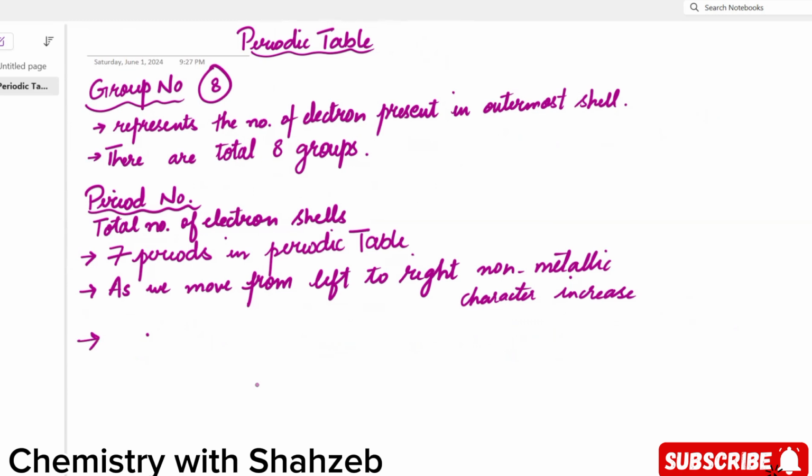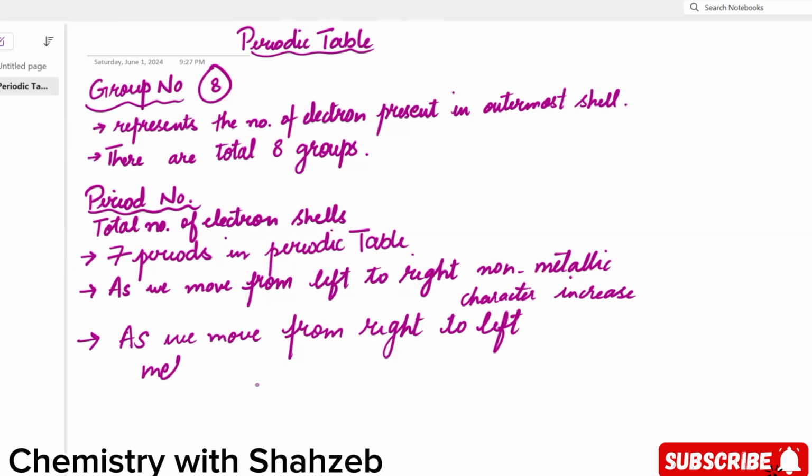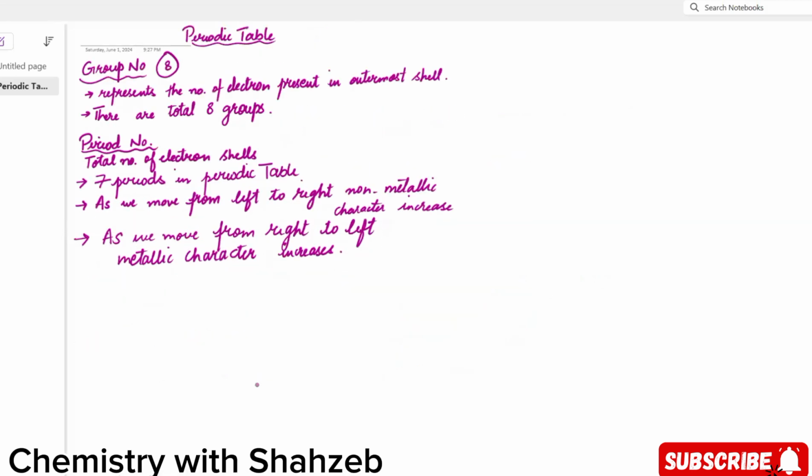And we know that metals are present on the left hand side. So as we move from right to left, metallic character increases. This is a very important point because it is often asked in exams. Let's move further towards more details of the elements present in the periodic table.